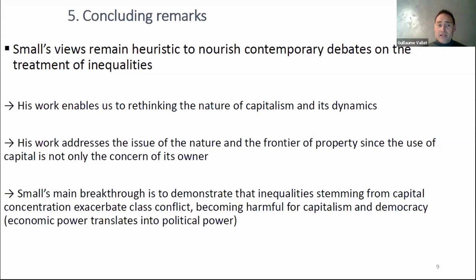And finally, I think the main lesson from Small is that inequalities stemming from capital concentration exacerbate class conflict, and this could become harmful for the whole functioning of the economy, but of course also of democracy. And today, with the rise in inequalities in several countries, I think that these lessons are very useful.